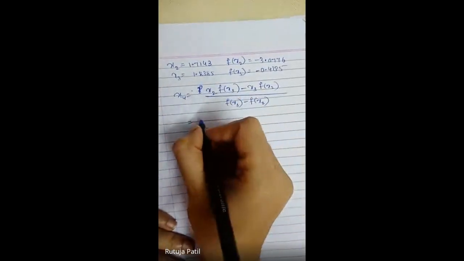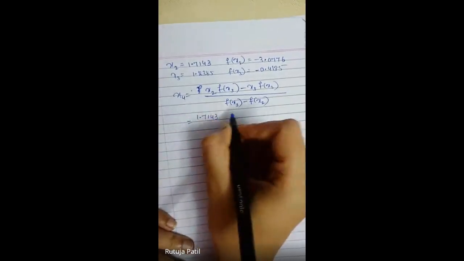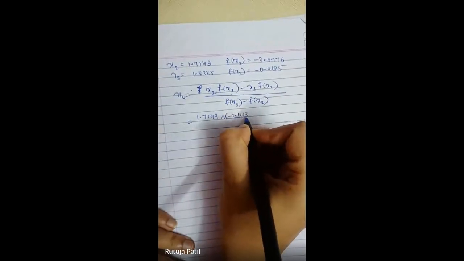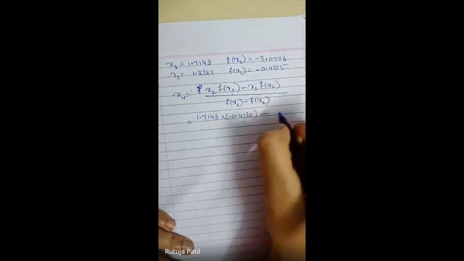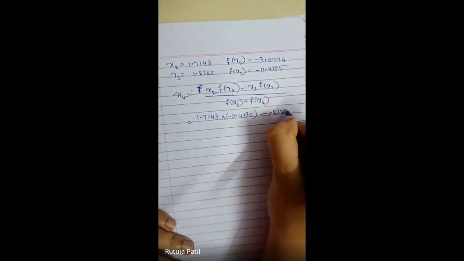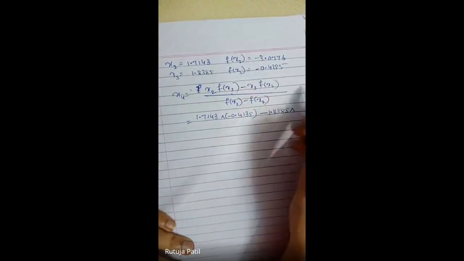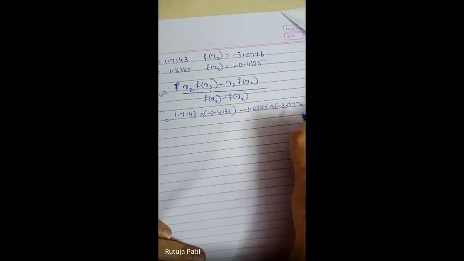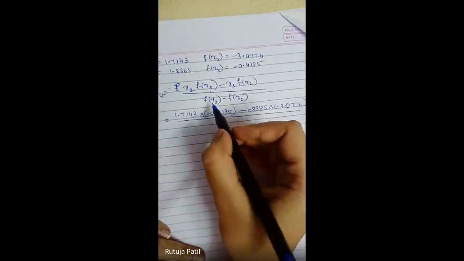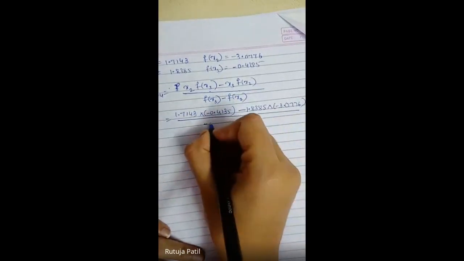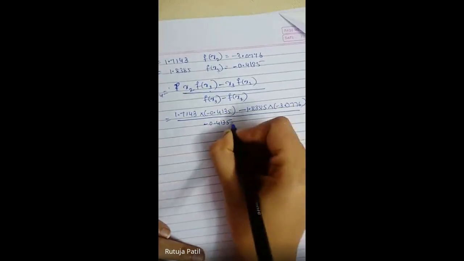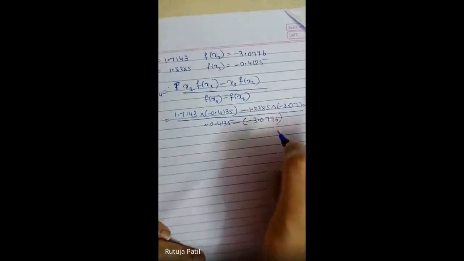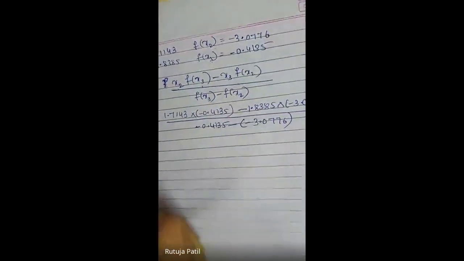What is x2? 1.7143 into f of x3 is minus 0.4135, minus what is x3? 1.8385 into f of x2 is minus 3.0776, then divided by f of x3 is minus 0.4135 minus f of x2 is minus of 3.0776. Now just calculate the value.